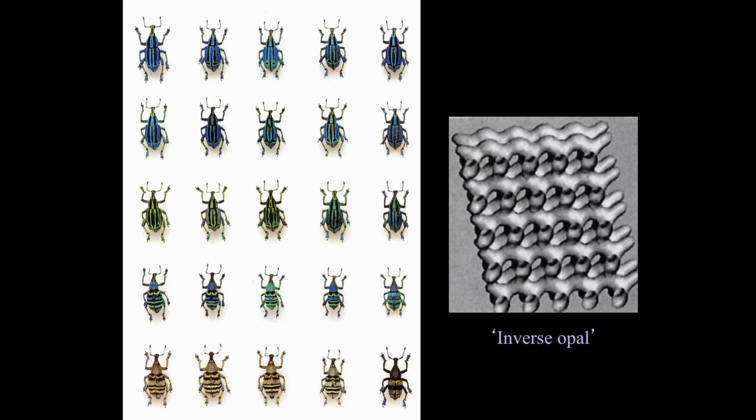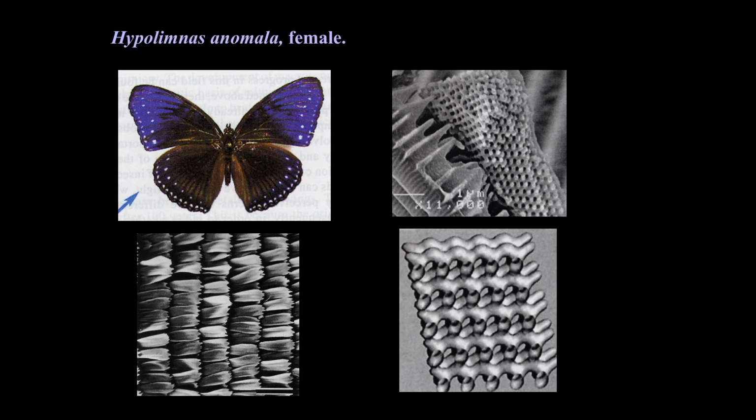And then here's the inverse of that. These are weevils from New Guinea. This is the structure inside their scales, which is what we've called inverse opal, because we've got circular holes rather than spheres in the structure. But again, just the same principle. There it is in a butterfly.